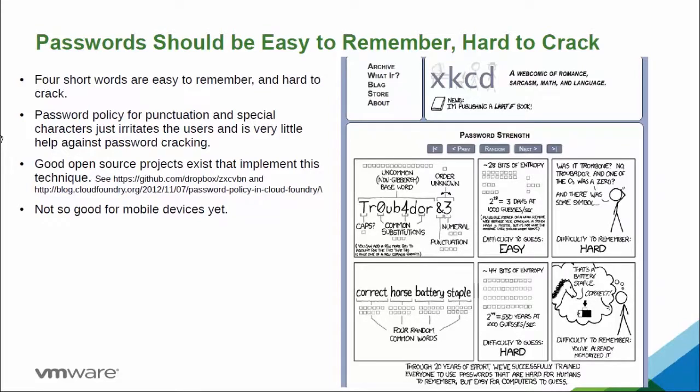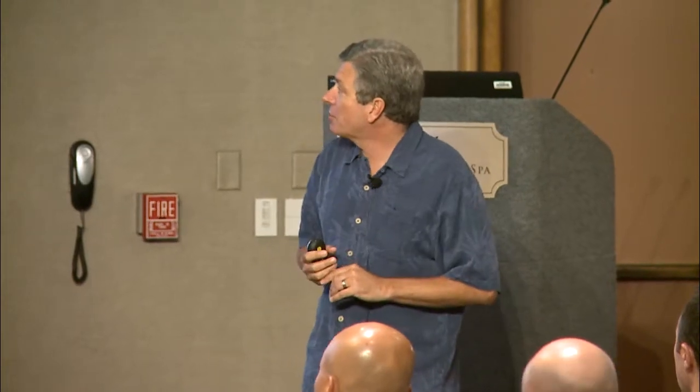A few years ago, the XKCD comic strip had this one panel. It's a single panel comic that describes that four short passwords are easy to remember and hard to crack, and he goes into the math as to why that is. That password policy really doesn't help. If you notice in the panel in the upper left, he uses a 0 instead of an O, a 4 instead of an A. It has an ampersand and a numeral in it. And he goes into why this doesn't really help that much to do this fancy substitution. It's pretty easy to crack those things as well.